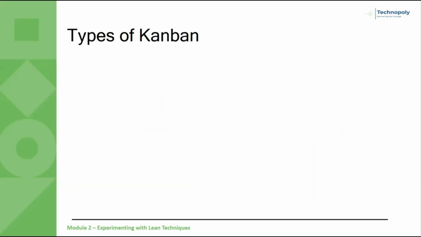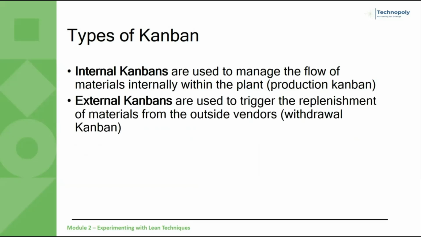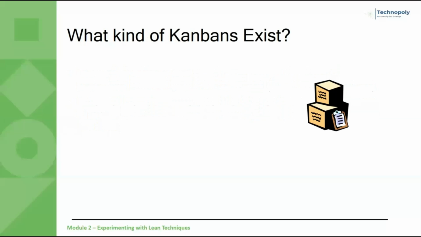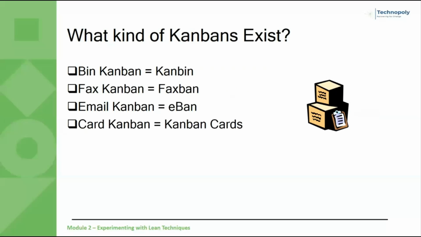There are commonly two types of Kanban. First is the internal Kanban. Internal Kanbans are used to manage the flow of materials internally within the plant, or the production Kanban. Second is the external Kanban. It is used to trigger the replenishment of materials from outside vendors, or the withdrawal Kanban. There are different Kanbans that exist such as Bin Kanban, a fax Kanban or Faxban, an email Kanban or E-ban, and a card Kanban or Kanban cards.